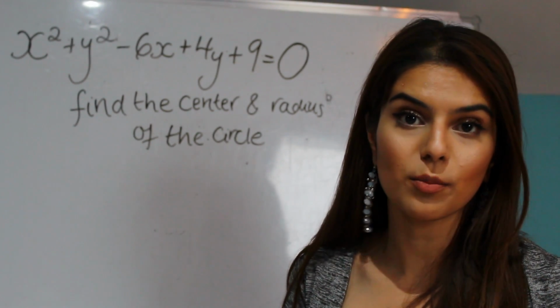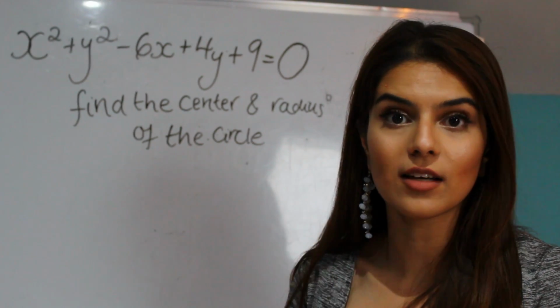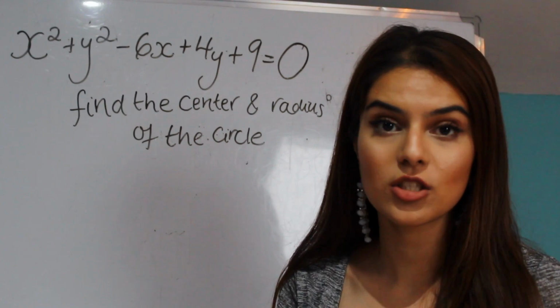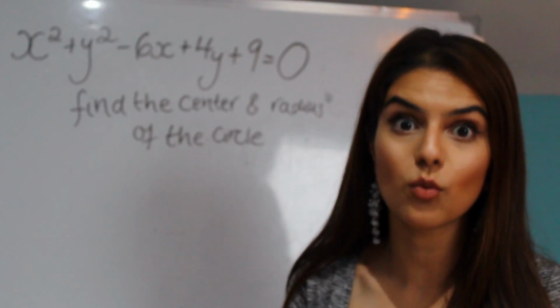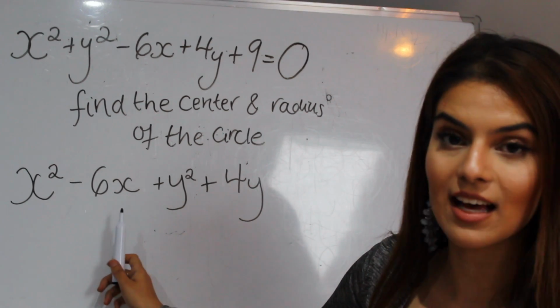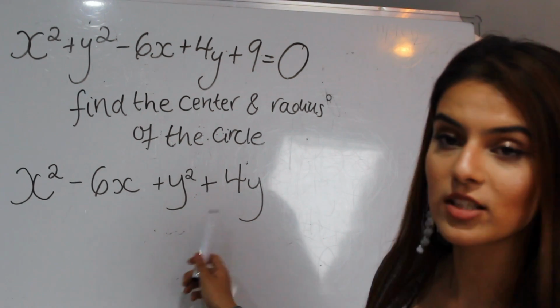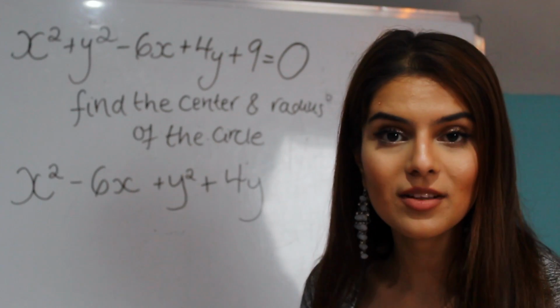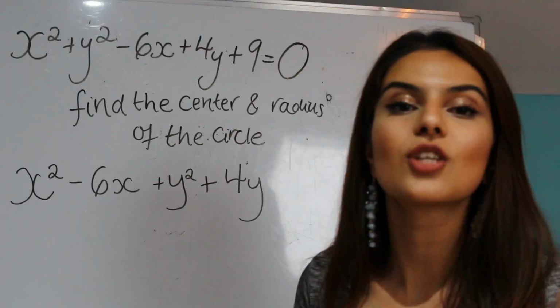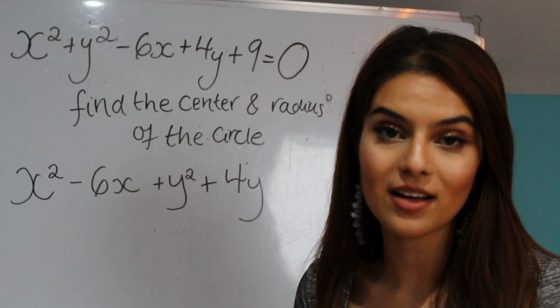Now I've done a video on completing the square, which I'll link below, but it's really simple to do. But the first thing that we would do is group the x terms and the y terms together. So in this case we would get x squared minus 6x and y squared plus 4y. And similarly to completing the square, we would move the loose term to the other side. So the 9 would turn into minus 9.